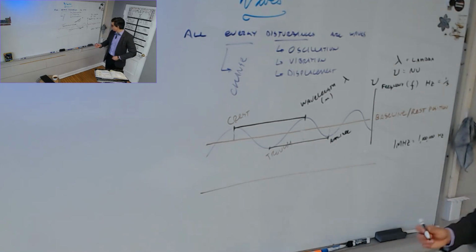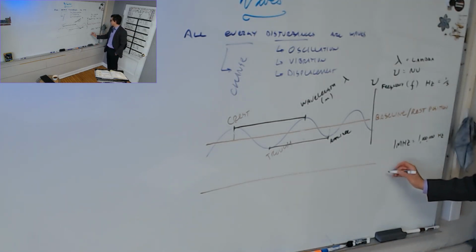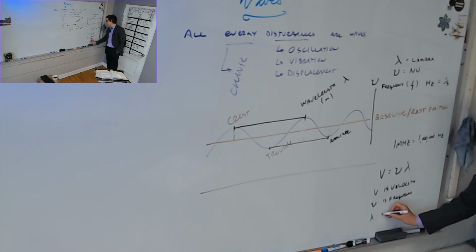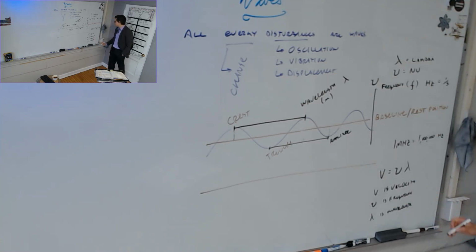And with those, we have this equation. The velocity of a wave is equal to its frequency times its wavelength, where v is velocity, nu is frequency, and lambda is wavelength. What do we measure wavelength in? Again, meters. Frequency, hertz. Remember that a hertz is a 1/second.